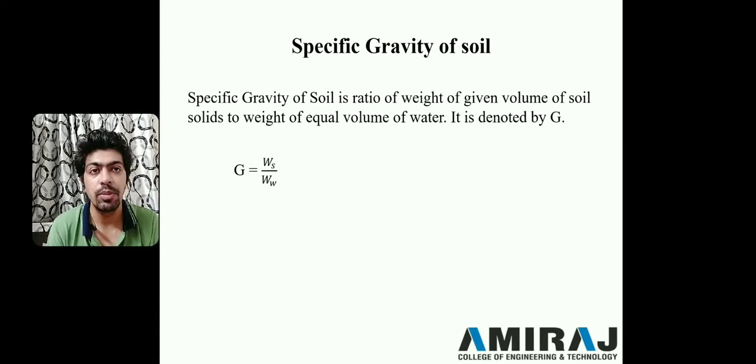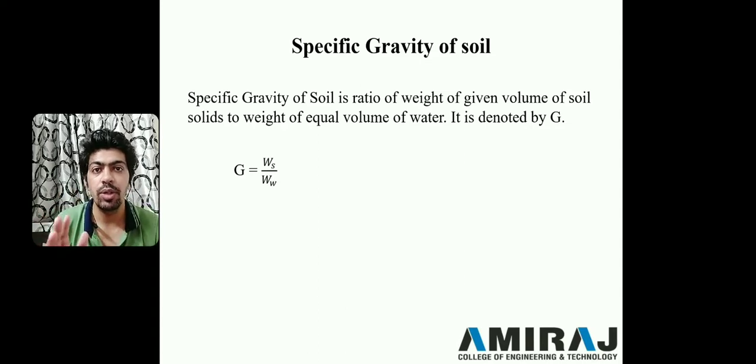Now what do you mean by specific gravity? It is a ratio of weight of a given volume of soil, that is whatever amount of soil mass we are going to collect at a certain depth by core cutter, divided by the weight of an equal volume of water, that volume of water in that soil mass.